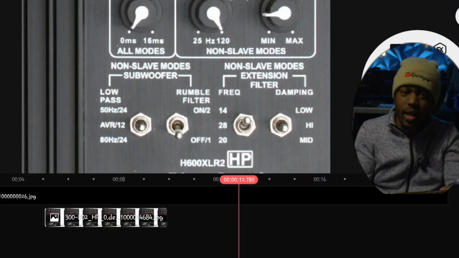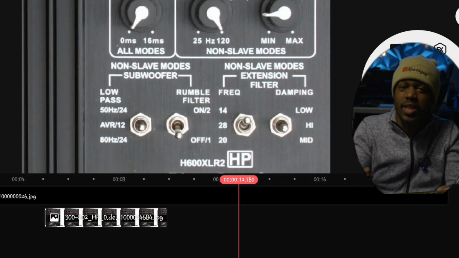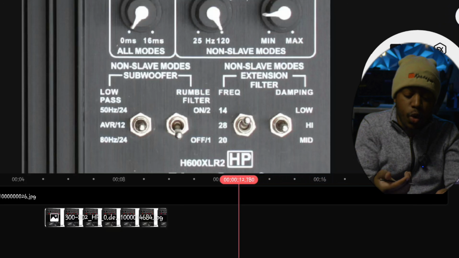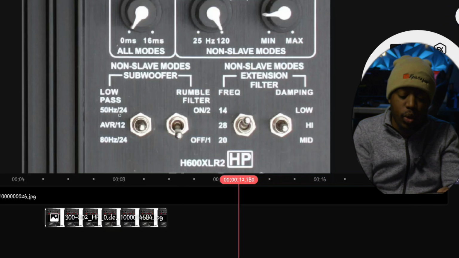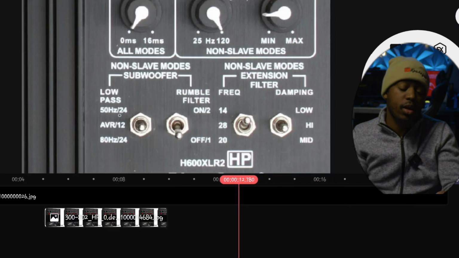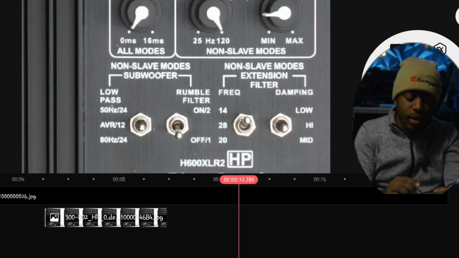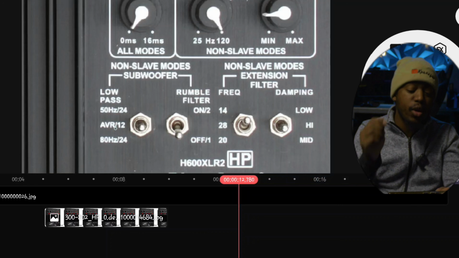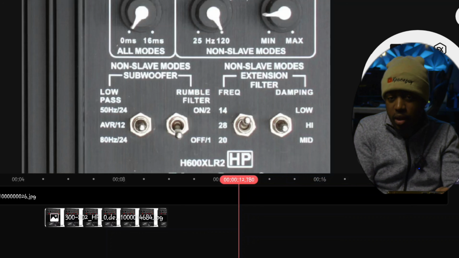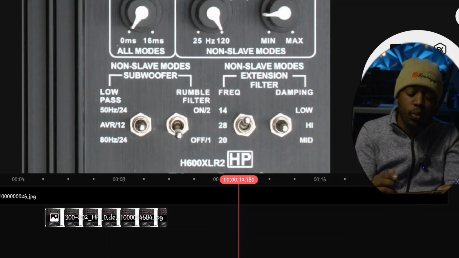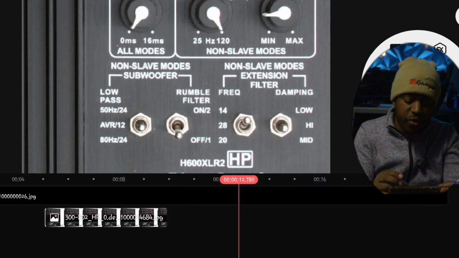You don't want to overload the room with bass, you want to keep it natural. You don't want the subwoofer to take away from the music. You want to use 50 Hz 24 or 80 Hz 24, depending on if your speakers are set to large or set to small, full range or not. So the other two modes, 50 and 80, are music modes. AVR 12 is if you're using it for a home theater application, which is what I'm using my sub for.